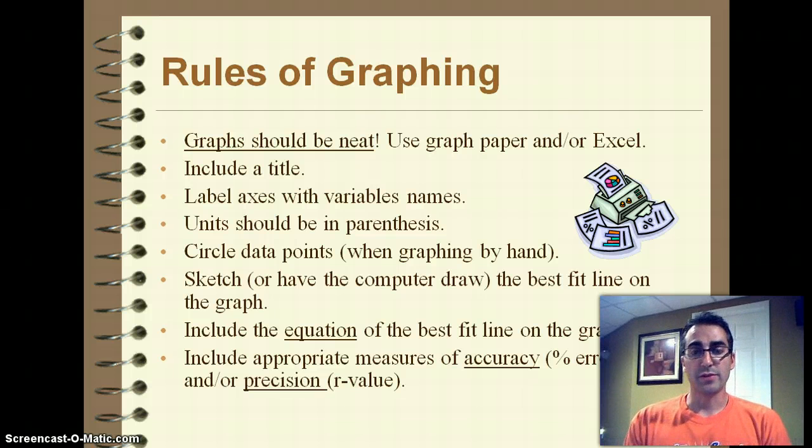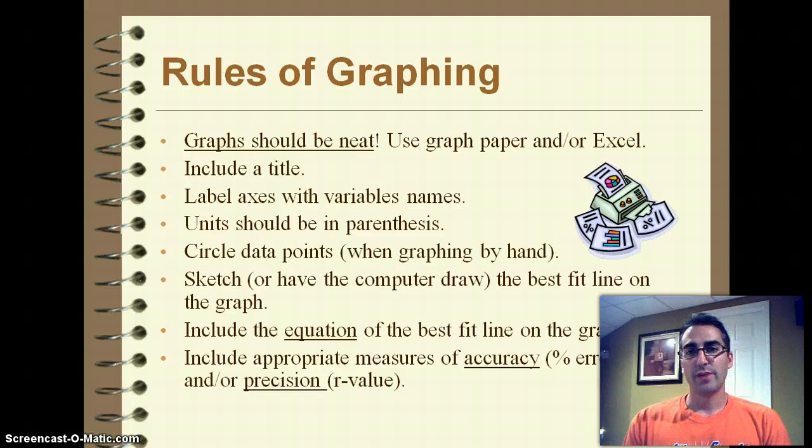First of all, the graph should be neat, and we're going to use Excel or line paper to do this, and I'll show you in a later video how to use Excel to make graphs. But for now, you'll probably just make them on line paper, graph paper. Make sure you have a title for your graph, and usually it's going to be just dependent variable versus independent variable.